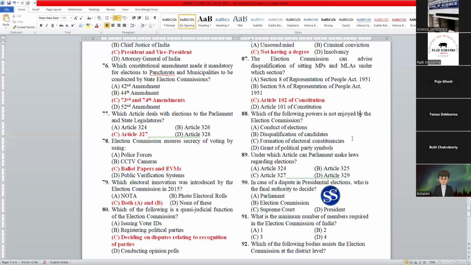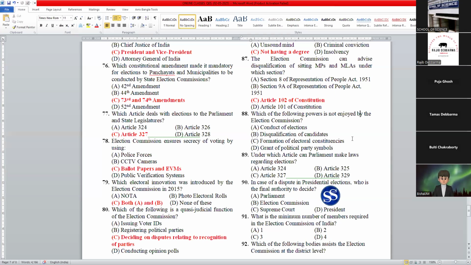Okay. So the Election Commission may advise on the disqualification of sitting MPs and MLAs based on these grounds, but the final decision rests with the President or Governor of the respective state. So question number 87, the right option is C.